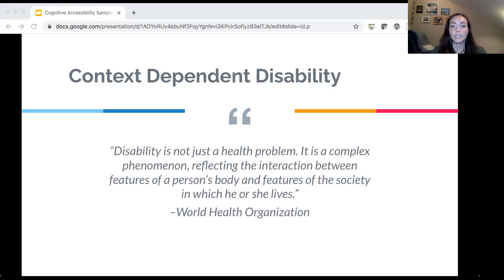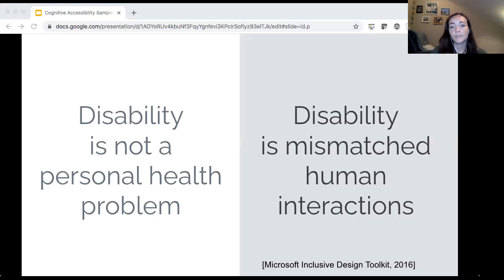Another way to define disability is the context-dependent definition, where it's important to consider the role of the larger society in defining what a disability is. So according to the World Health Organization, disability is not just a health problem. It's a complex phenomenon reflecting the interaction between features of a person's body and features of the society in which they live. So really what I'm getting at here is that disability within the context definition is not simply a personal health problem. Disability happens at the points of interaction between a person and the world, where what the person is trying to accomplish is not supported by the environment around them.